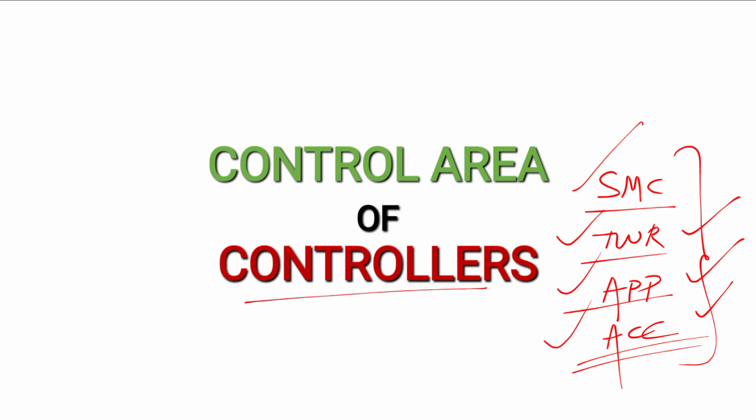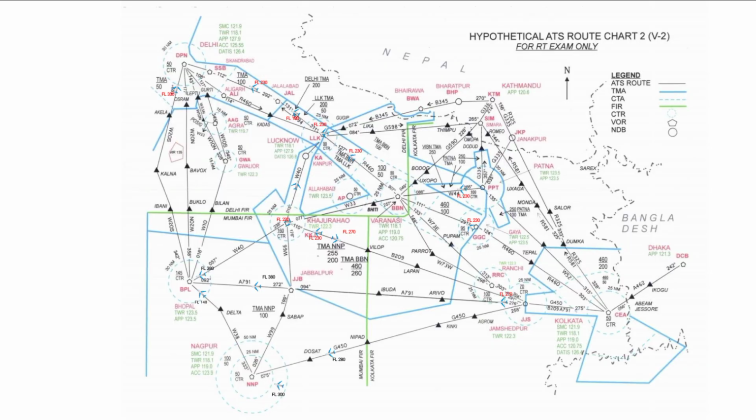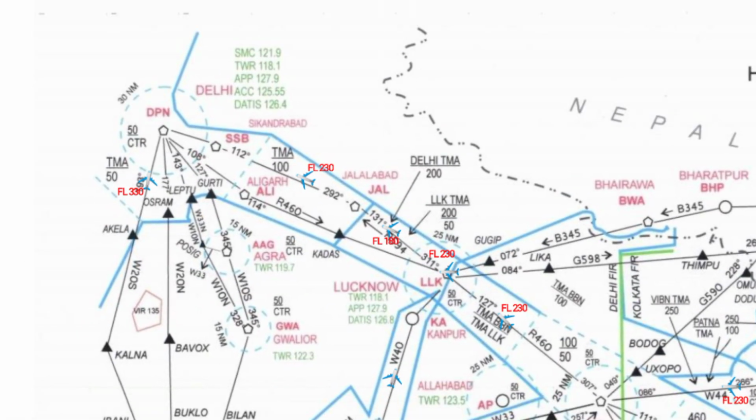Let us have a look at the airspace. Before proceeding to the respective airspace, I just want to inform you how you will identify how many controllers, or what all controllers, are there in an airport. How to identify how many controllers are allocated to a particular airspace. Let us have a look at Delhi. Here it is Delhi. Delhi has surface movement control, aerodrome traffic control, approach control, and area control center.